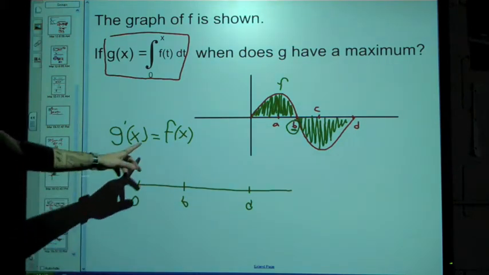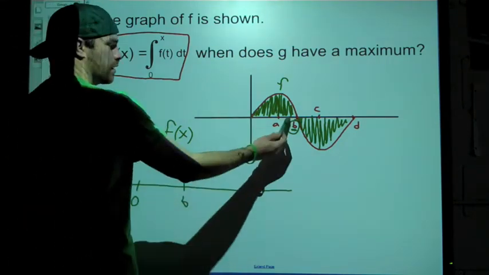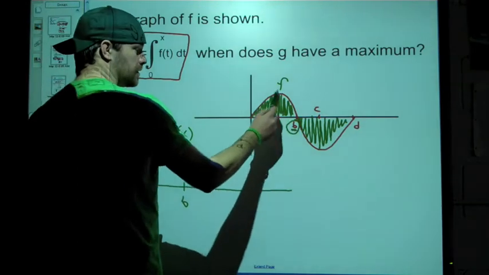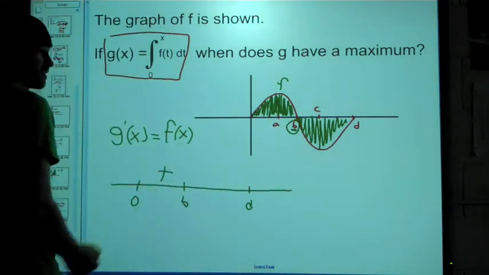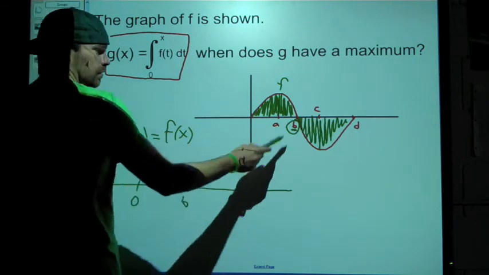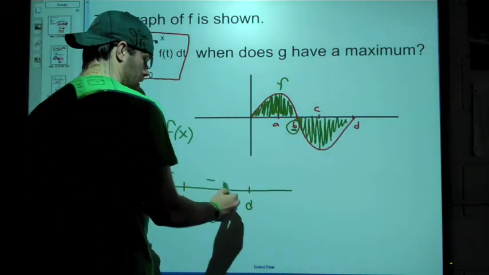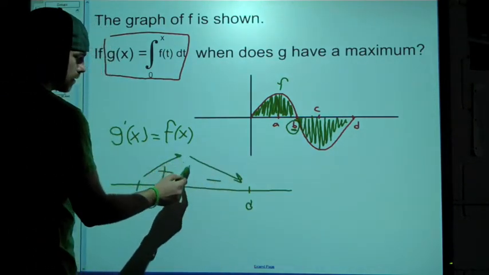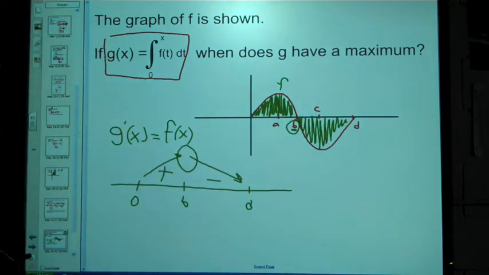Now looking at G prime, I'm looking at F. F has zeros here, here, and here. Now fill in the signs. From 0 to B, all of these values are positive. Not looking at the slopes, just looking at the values. From B to D, all of these values are negative. Up, down, max. There's a maximum at B. I get the most area at B.